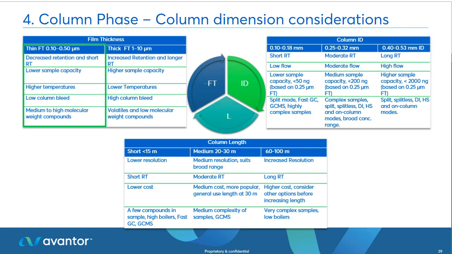So then looking at the film thickness, we'll look closer at the thin film thickness. So this gives decreased retention and shorter retention times, lower sample capacity, works good with higher temperatures, less column bleed because there's less phase, medium to high molecular weight compounds. So then if you're looking for a more retentive method, or you have volatiles in the sample, low molecular weight compounds, the thicker film thickness is going to be more suitable compared to the thin film thickness. This is how you direct your decisions on the type of film thickness that you may need.